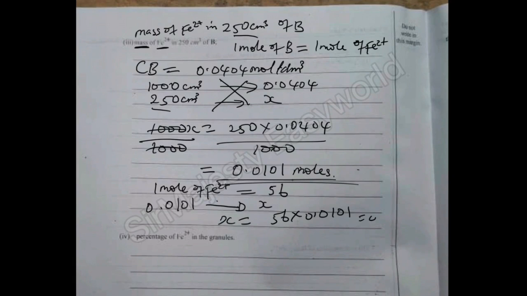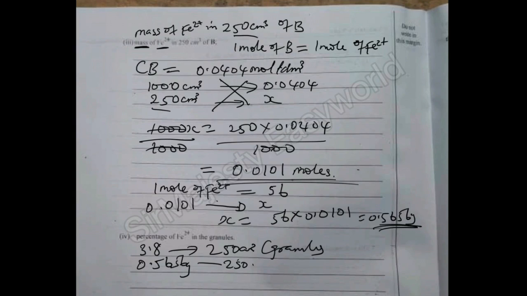So our final answer is 0.5656 grams. That's the mass. Okay, percentage by mass of the granules. If you like, you can use 250. The granules has been mentioned that 3.8 is in 250 cm cube. The same 250 for the granules now contained 0.5656 grams of iron 2 ion this time around.